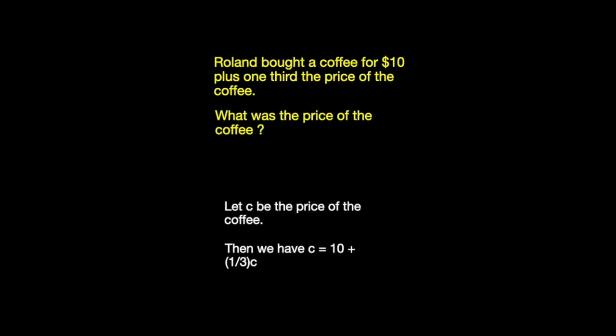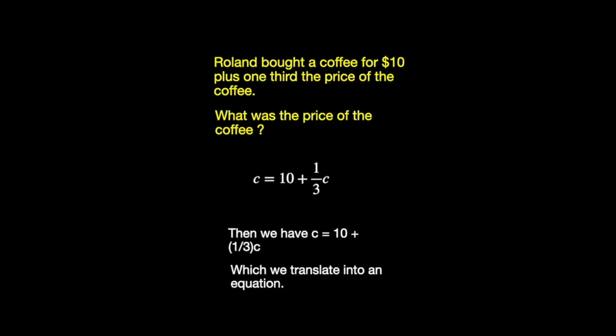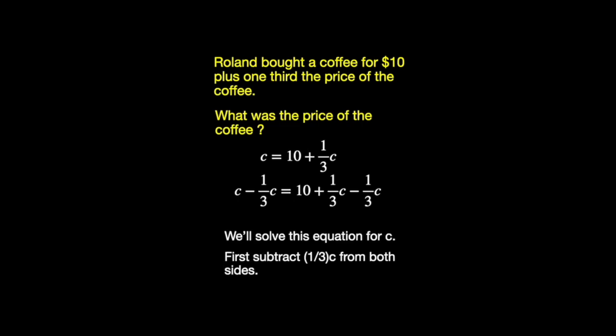Let's let C be the price of the coffee. We'll translate the statement into an equation. The price of the coffee is 10 plus 1/3 the price of the coffee. So that C must be 10 plus 1/3 times C. Let's solve this equation for C.